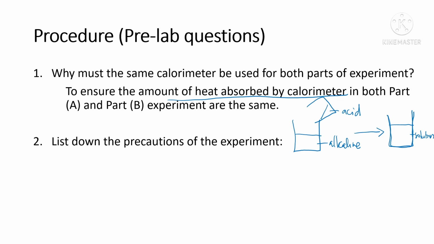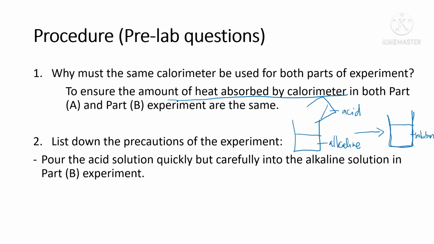In the Part B experiment, there are a few precautions that we must take note of. First, when we pour in the acid solution, we must pour it in quickly but carefully to avoid splashing, and at the same time minimize the heat loss to the surroundings.